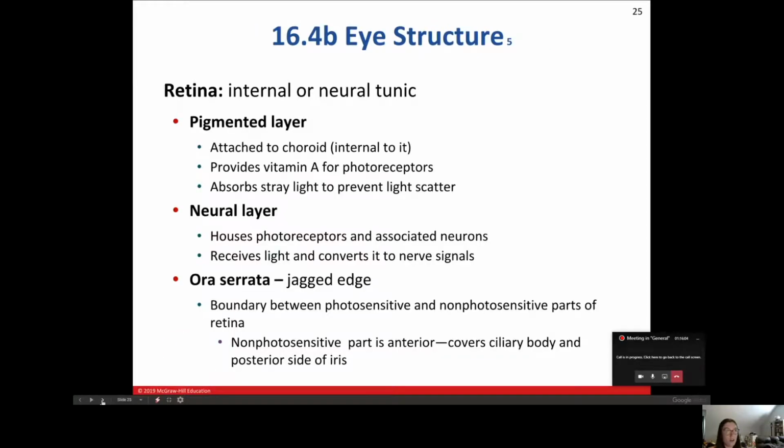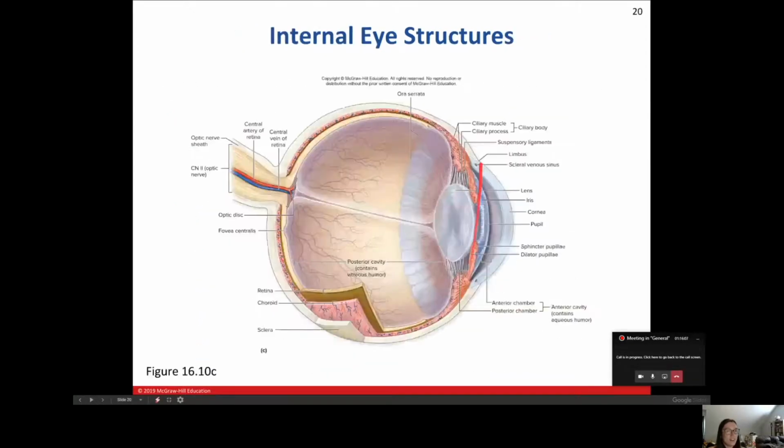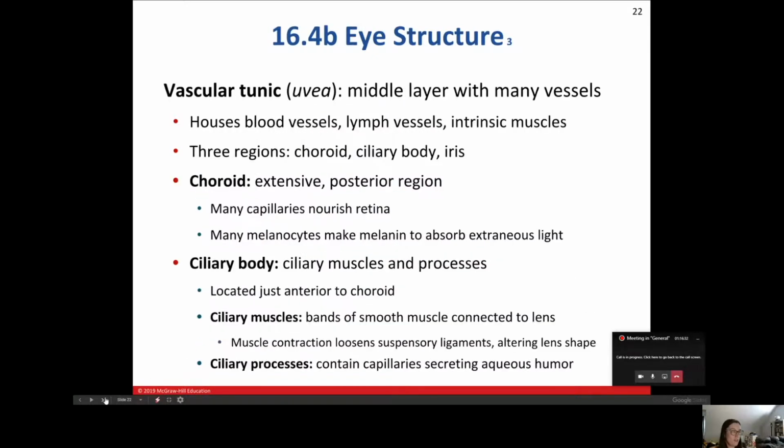Now the last layer is called, actually before I do that, I want to mention this picture right here. Here is the posterior cavity, here is the anterior cavity, and we can see how the iris is going to divide the anterior chamber up here from the posterior chamber, which is this small area right here. And then this is the retina. The retina is this last, deepest tunic right here. The retina is also known as the neural tunic, and it's made of a couple of different layers.